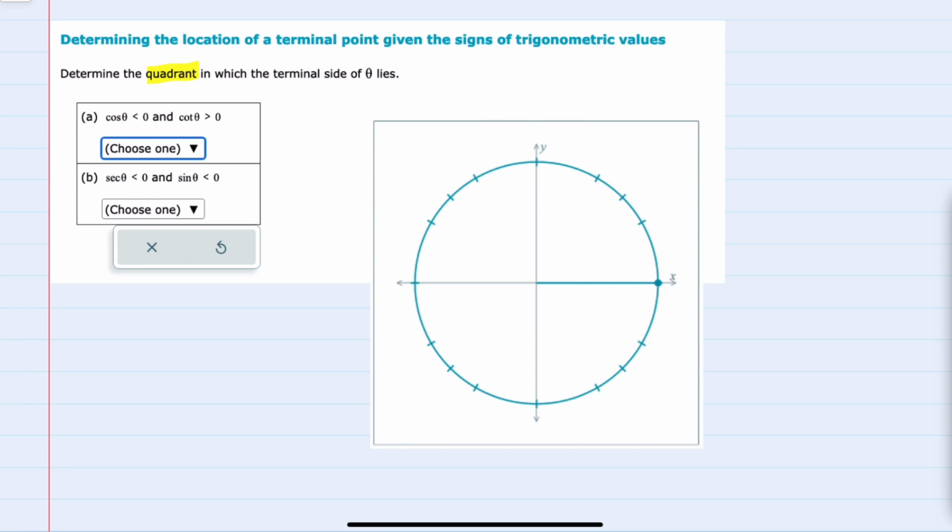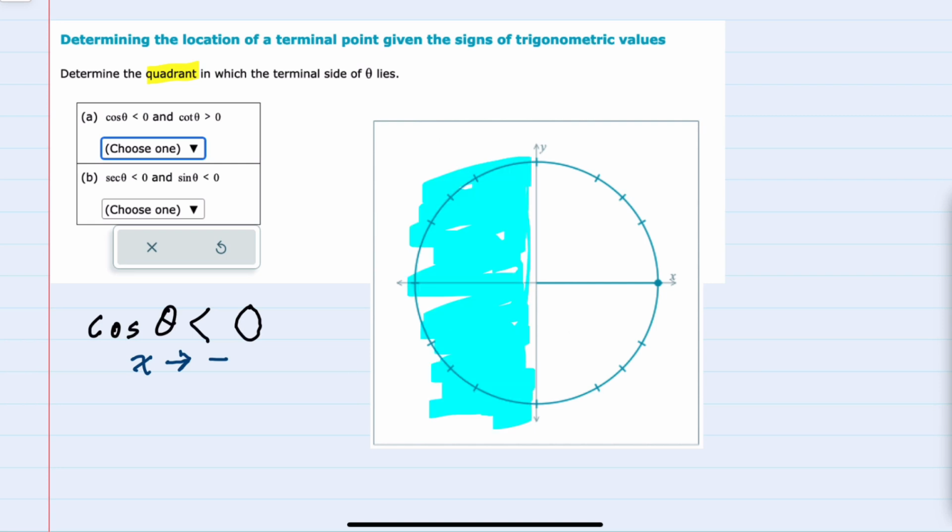Starting with A, we're told that the cosine of theta is less than 0, so we'll recall that the cosine of theta is our x values on the unit circle, and less than 0 means that our x values are negative, so that would be everything on the left side of the y-axis, where x's are 0. But we're also told that the cotangent of theta is greater than 0, and here we should recall that cotangent of theta is cosine over sine, or x over y.